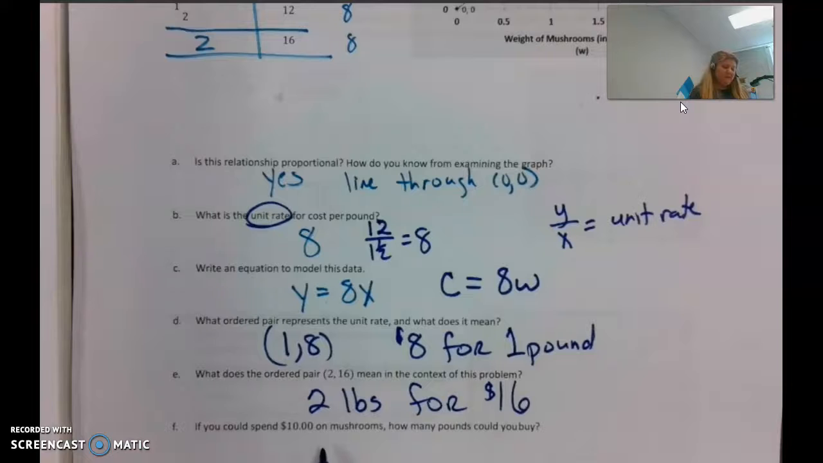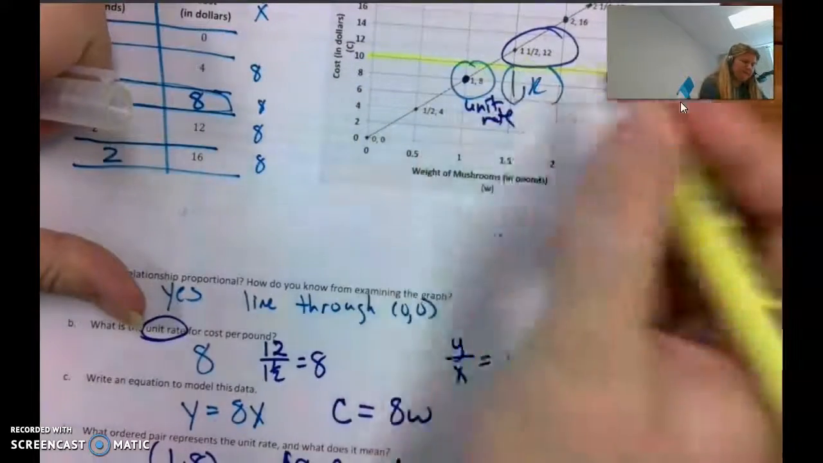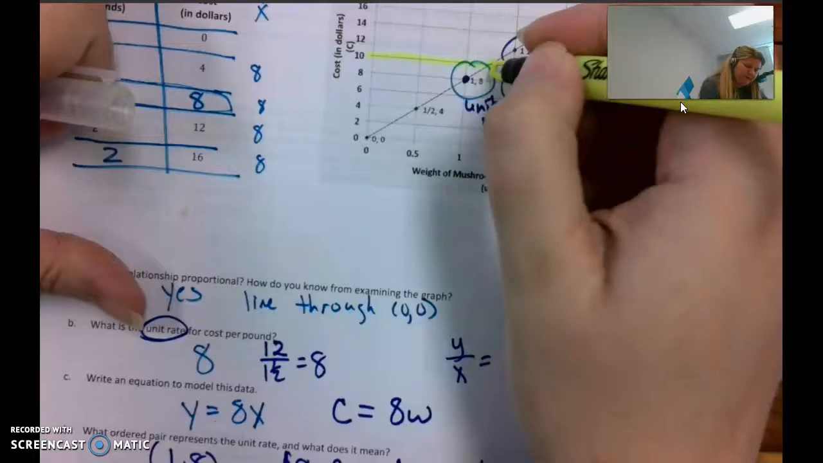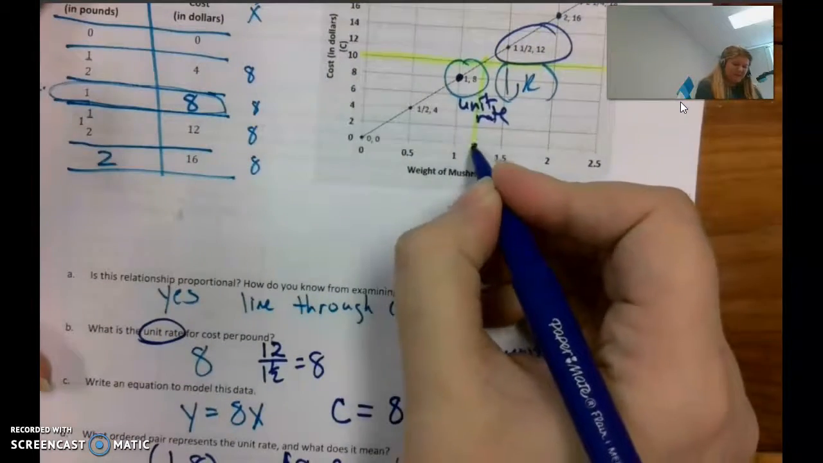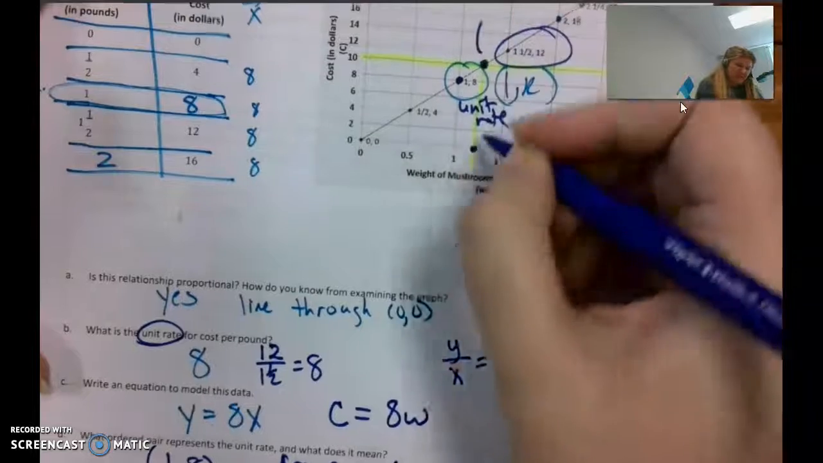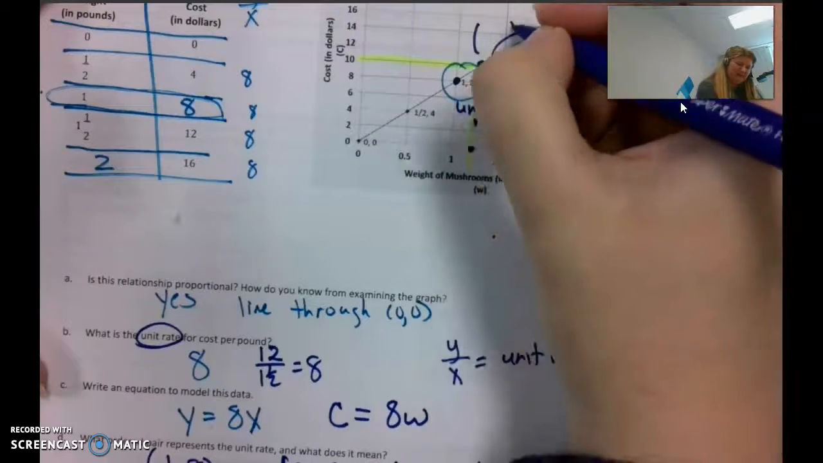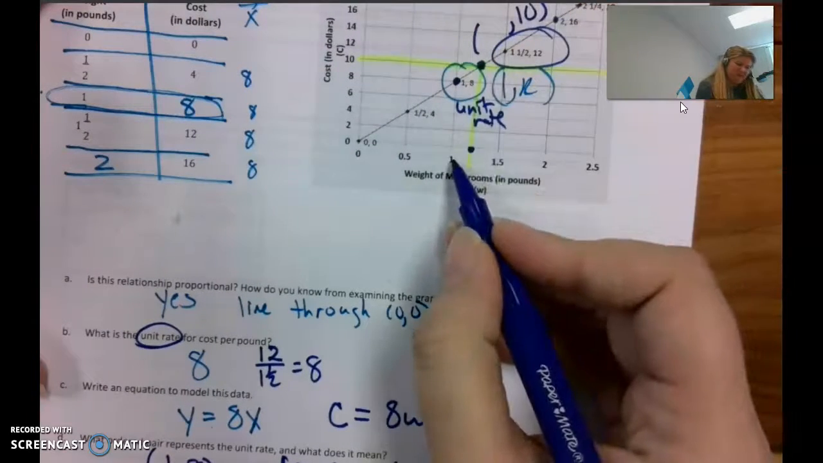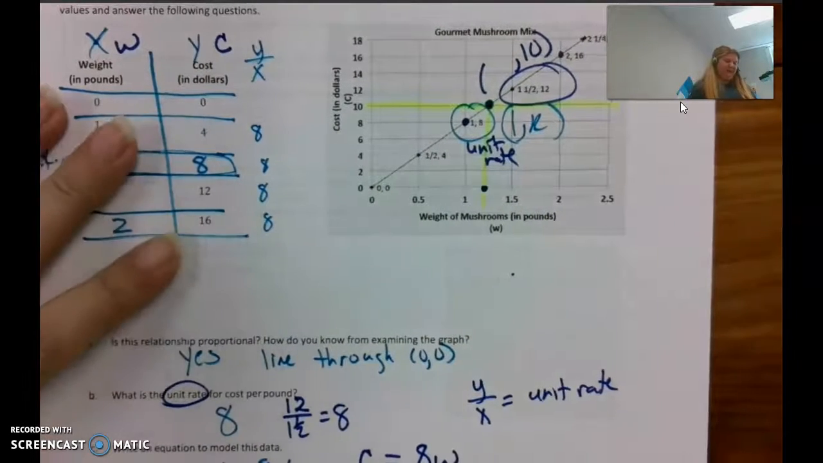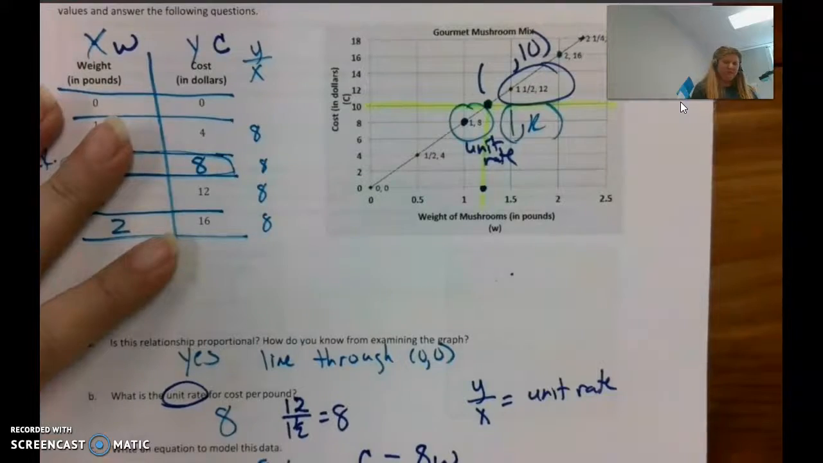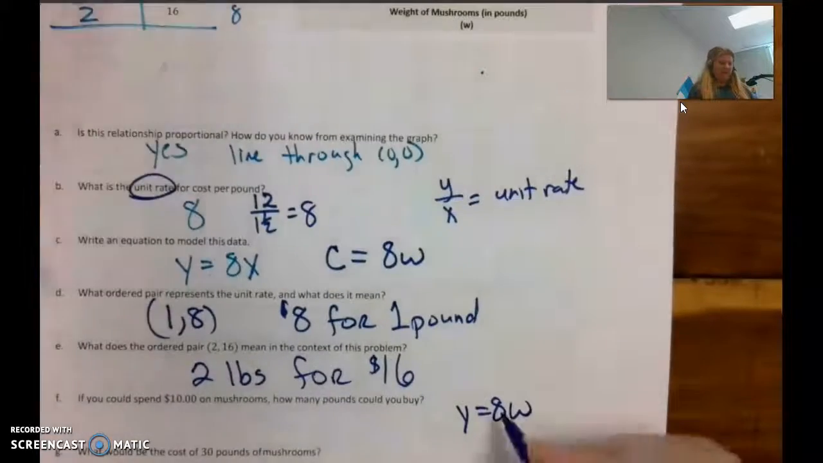If you could spend $10 on the mushrooms, how many pounds could you buy? Well, I don't know. Sounds like a job for a highlighter to me. 10. Okay. So right here's where that would be. How many pounds can I buy? Looks like that would be right between maybe the 1 and the 1 1/2, so 1.25. But I probably want to be real precise. So let's use our equation to figure it out exactly.